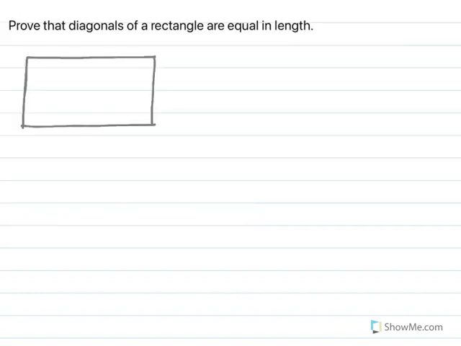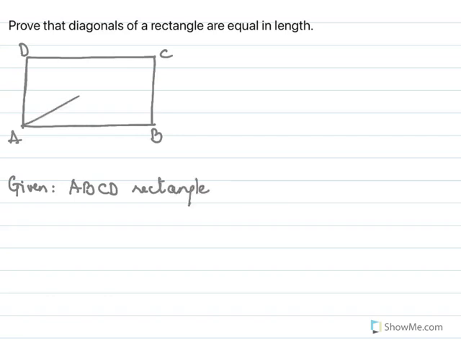Prove that the diagonals of a rectangle are equal. So we have ABCD is a rectangle. So we write given: ABCD is a rectangle, and then we have to prove the diagonals are equal. So the diagonals are AC and DB. We need to prove AC equal to BD.